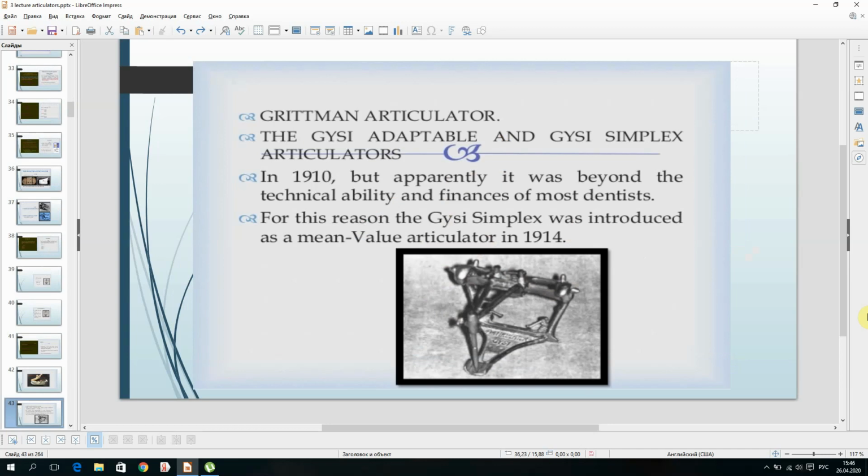Gritman articulator, the Gysi adaptable and Gysi simplex articulators. In 1910, but apparently it was beyond the technical ability and finances of most dentists. For this reason, the Gysi simplex was introduced as a mean value articulator in 1940.